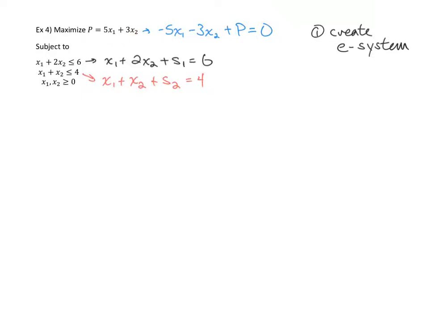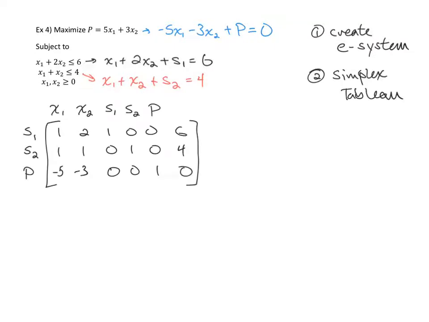Once you have your E system, you want to set up the simplex tableau. So here's the simplex tableau. Again, you want to make sure you have the slack variable 1 equation first. It's this one. The slack variable 2 equation next. It's this one. And then your objective function will always be the last row. All right, let's go through and find the pivot position next.